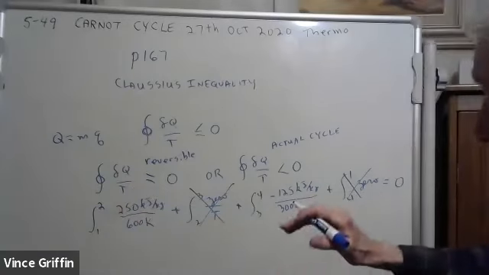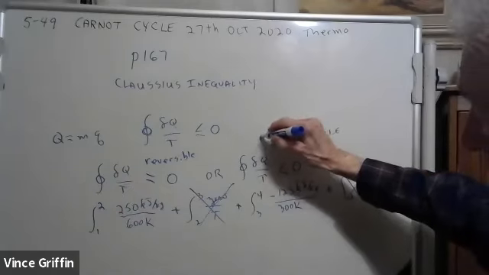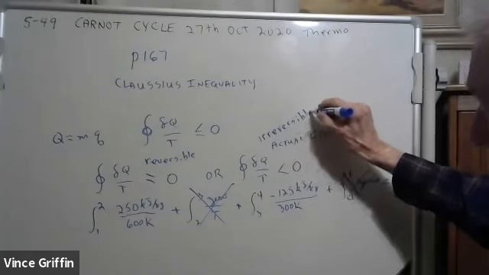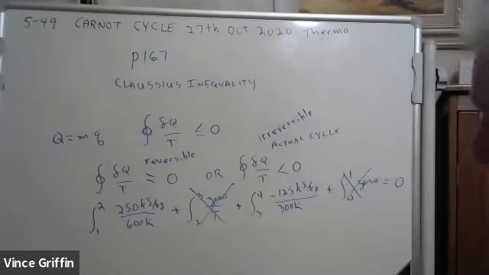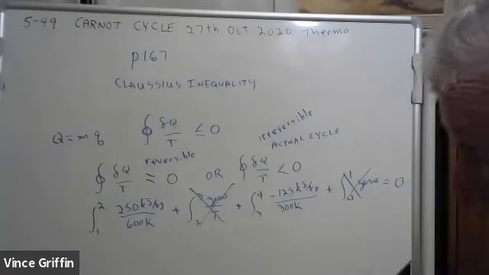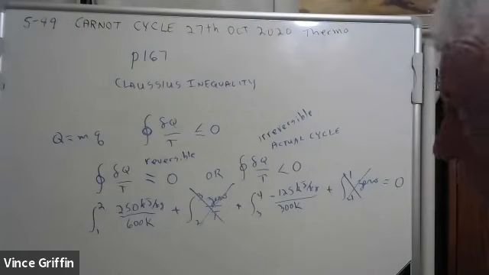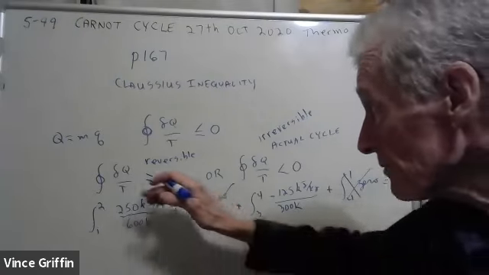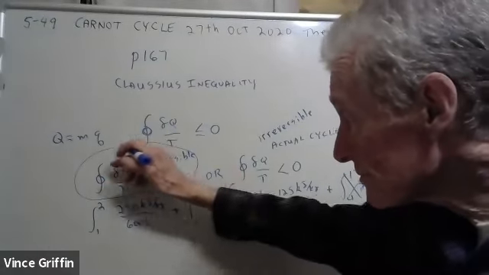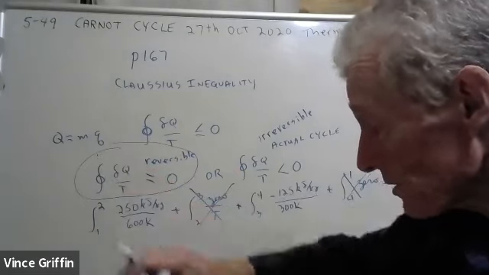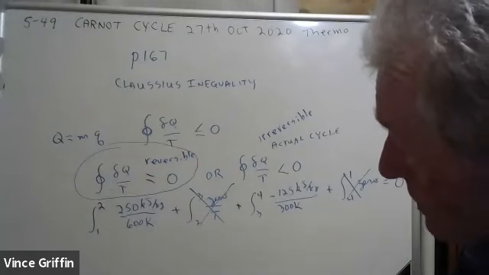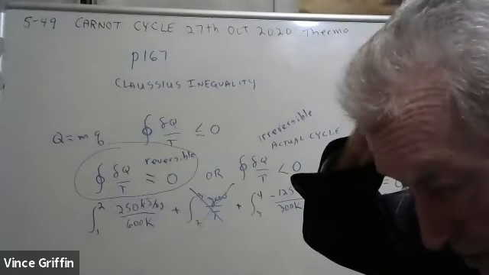Now, if it's not reversible, if it's an actual cycle that has what they call irreversibilities, then it's not equal to 0. It'll be less than 0. Now, here's the interesting thing. Anytime you have a cycle where you have a quantity here and you add it up for the whole cycle and it's equal to 0, then whatever that thing is going to be a property.